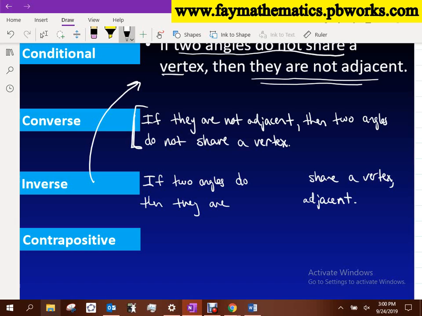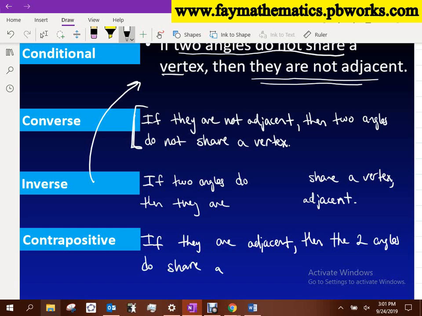The contrapositive says start with the original, flip-flop the if and then, so it's actually going to be this converse statement now, and then I'm going to negate both of those. So then it becomes, if they are not adjacent... so if they are adjacent, then the two angles do not share a vertex. So then they do. Then the two angles do share a vertex. All right, now here's the issue.